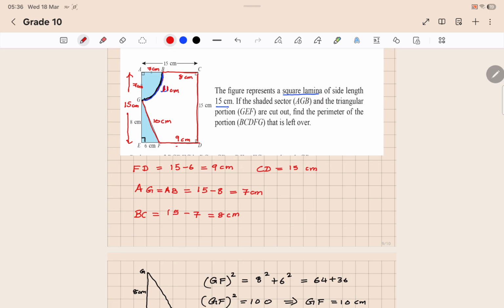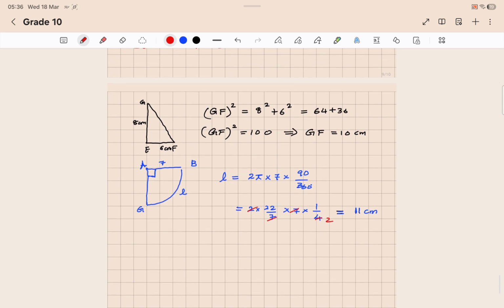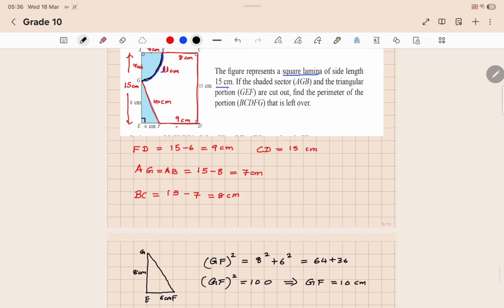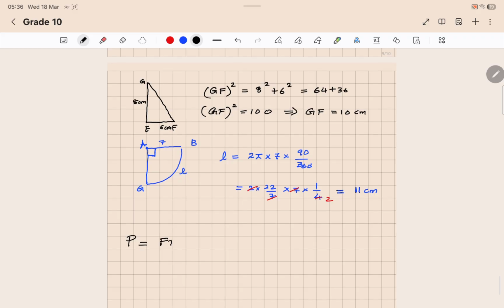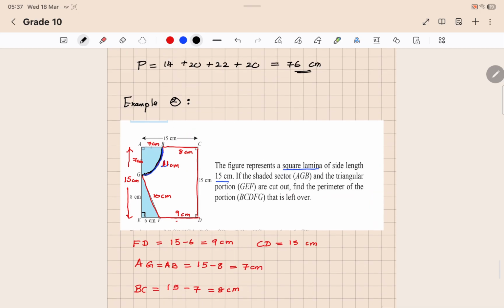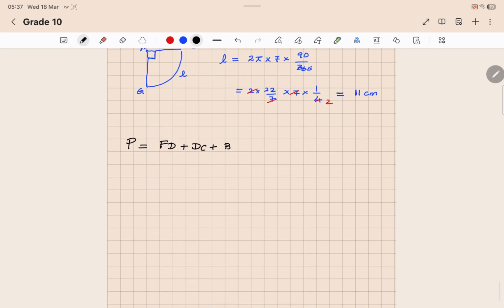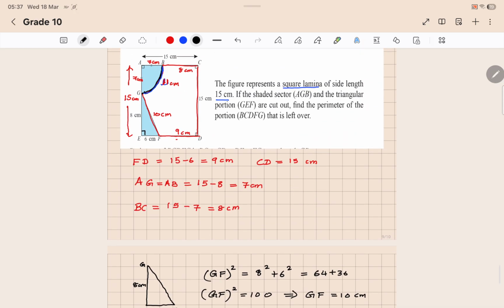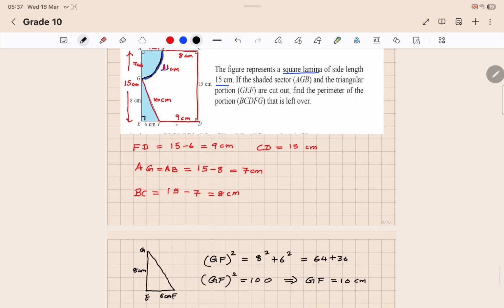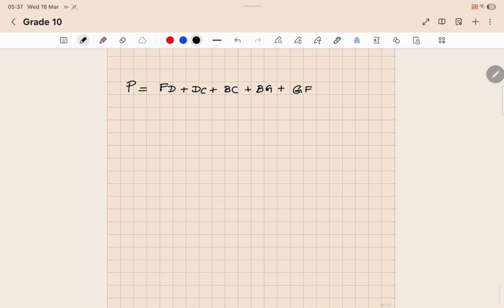So we have all the lengths that we need to find the perimeter. Right. So then let's find the perimeter. It is made up of what? FD, then DC length, then BC length, then this arc length 11 which is given by BG, plus finally GF length, right? All of these we have now found.